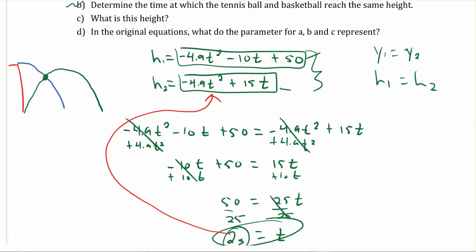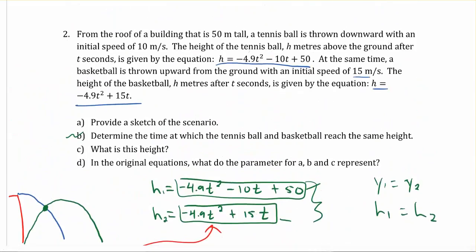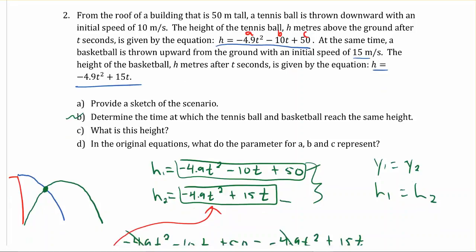Now, in the original equations, what do the parameters for A, B, and C represent? So what I mean by that is, you know, this was A, that was B, and this was C. What do they represent? So A in this case represents acceleration due to gravity. So that's, you know, gravity.